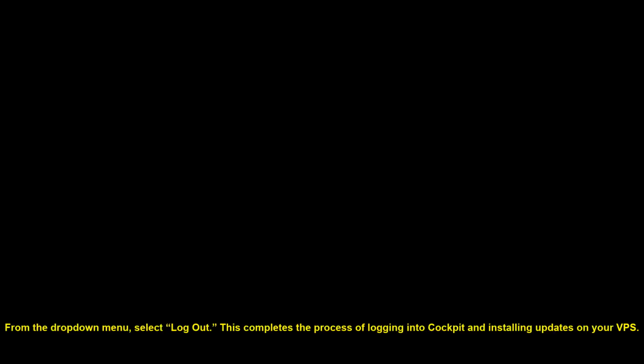Take a moment to review any important notices related to the updates. When everything is complete, you can safely log out by clicking your username in the upper right corner. From the drop-down menu, select Log Out. This completes the process of logging into Cockpit and installing updates on your VPS.